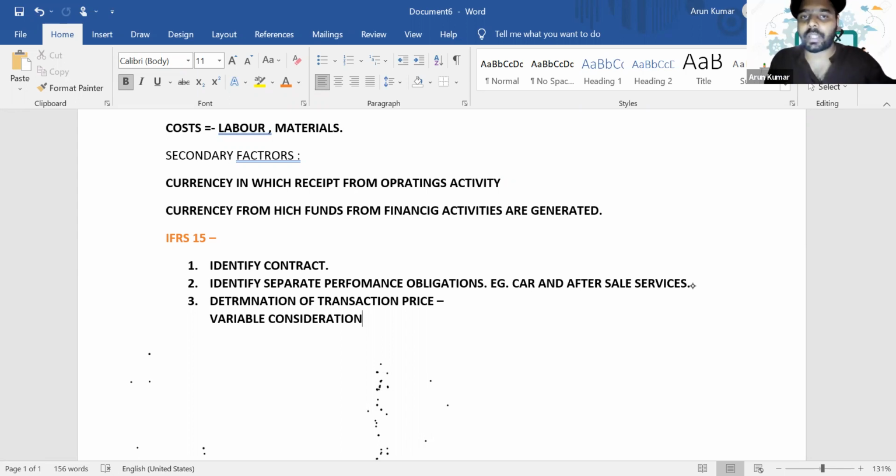So can you consider it? If you're selling 100 products, can you recognize the revenue for the whole 100 products? No. We can only recognize the revenue for the 90% of the products that you have sold. We cannot recognize the revenue for that 10% because it's a variable consideration. Are you getting it?